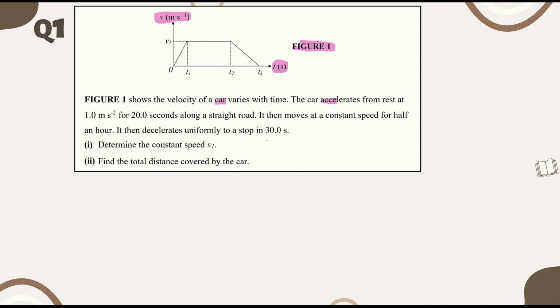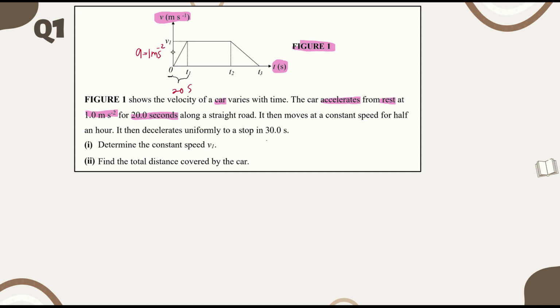The car accelerates from rest at 1 meter per second squared for 20 seconds along a straight road. So basically this is the first motion of this car. It accelerates from 0 to t1, and for this part it has acceleration a equal to 1 meter per second squared within 20 seconds.